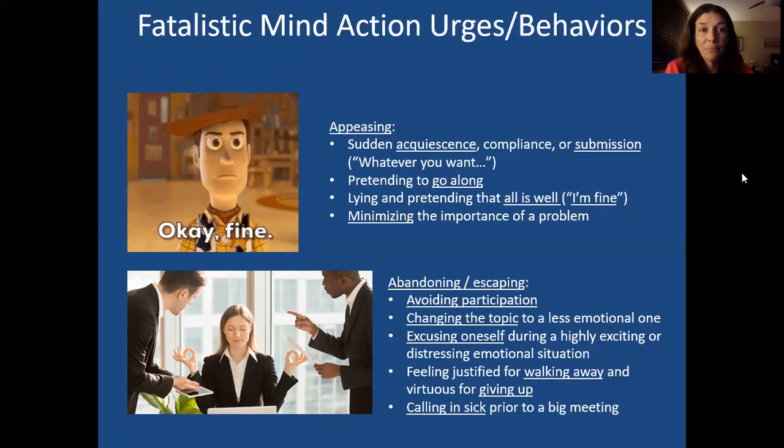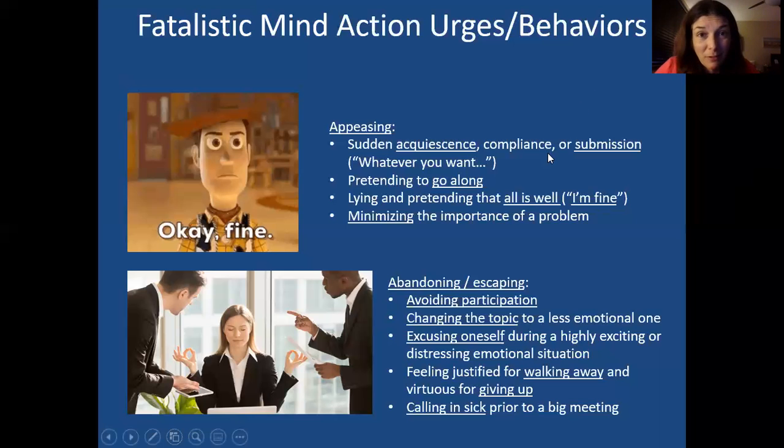All right, next, abandoning or escaping the situation, right? So there's a certain lack of engagement that happens with fatalistic mind, right? So instead of trying to work it out, trying to talk something through, trying to problem solve, you're just saying, I'm giving up, I'm not doing it. So you're disengaging, you're walking out, you're not wanting to talk, you're not wanting to listen, okay? You're not wanting to participate. You might change the topic, you know, forget it, let's not even talk about that anymore. Walking away from someone in the middle of a conversation when it's not really finished, and maybe even calling in sick for a big meeting or kind of escaping some kind of responsibility, okay?